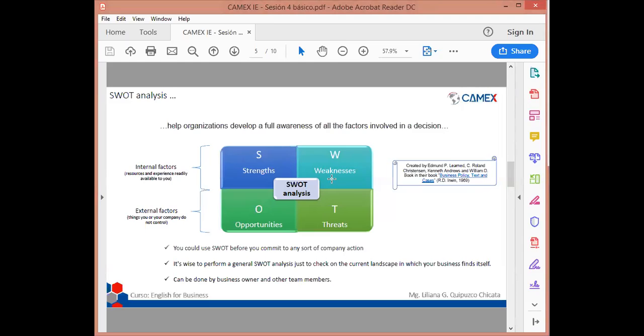Now, remember that a SWOT analysis is not only to be used in business, but you can also use it for yourself. If you're going to make a personal decision, you can use a SWOT analysis. And also, we said that it is wise to perform a general SWOT analysis just to check on the current landscape. You can do that in your life too, to see how your life is going, and to see what you can do.